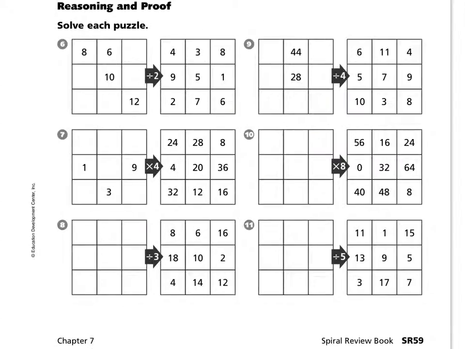For reasoning and proof, we're going to solve each puzzle. Remember, we're using magic squares. If the arrow is pointing to the right and it says divide, you can work backwards to multiply. So remember, doing backwards would be the inverse of what the operation suggests. So to get 8 divided by 2, I get 4. 6 divided by 2, I get 3.